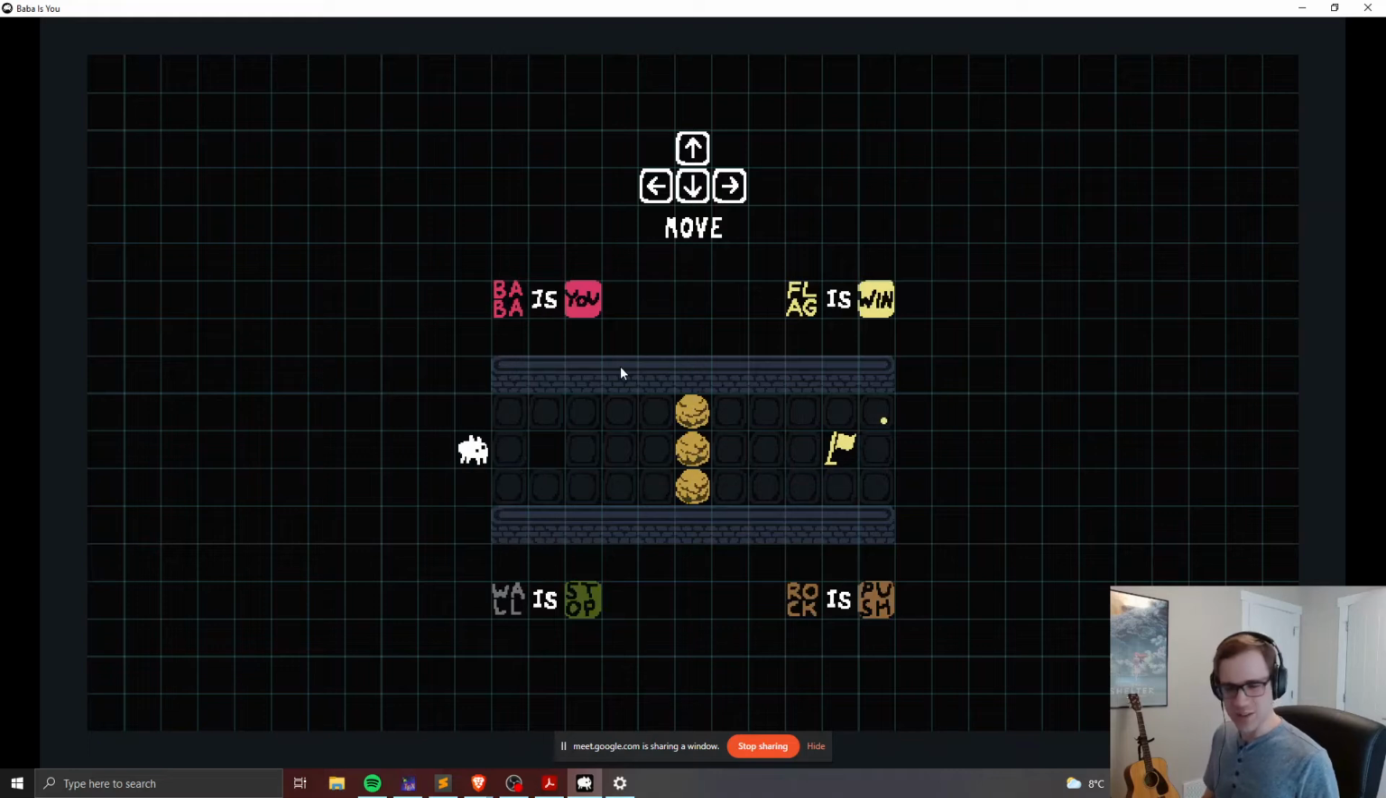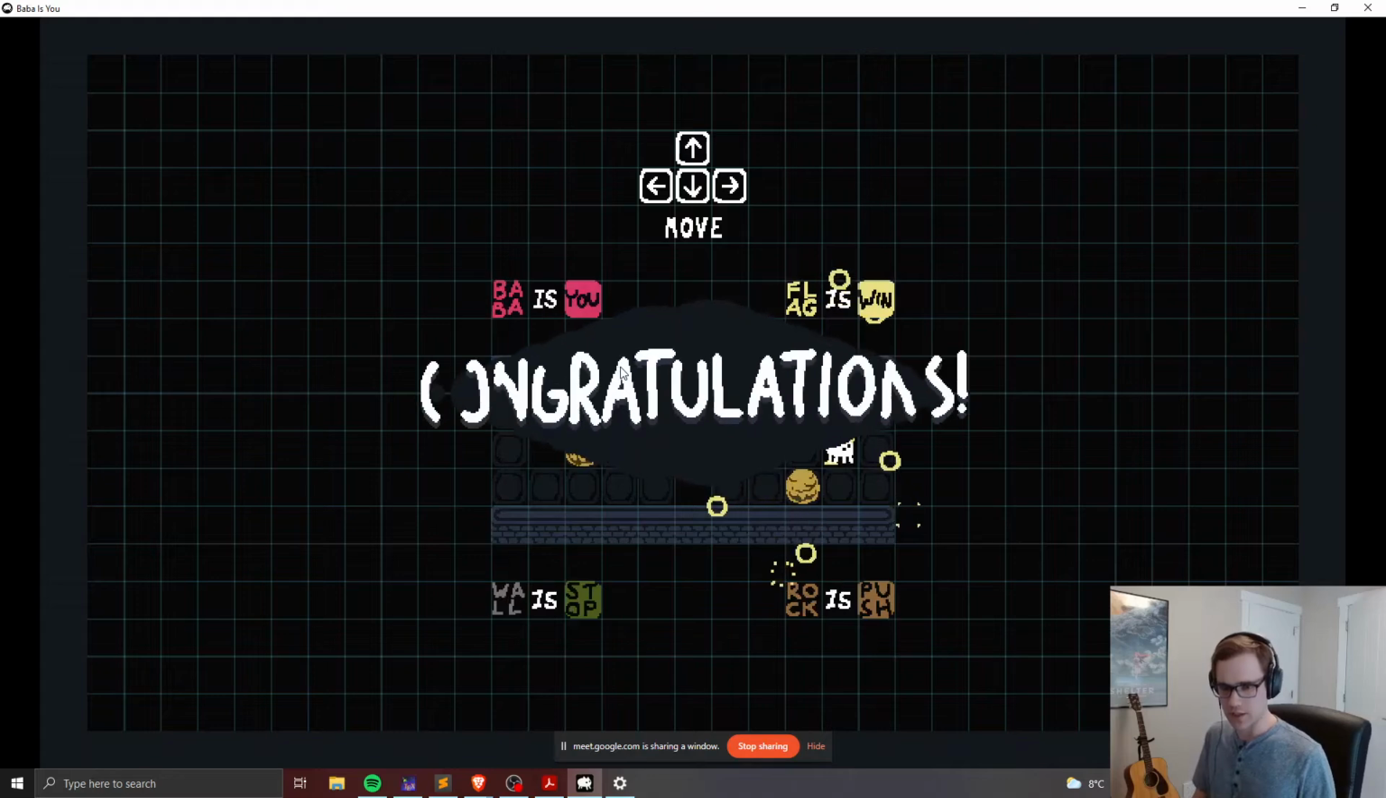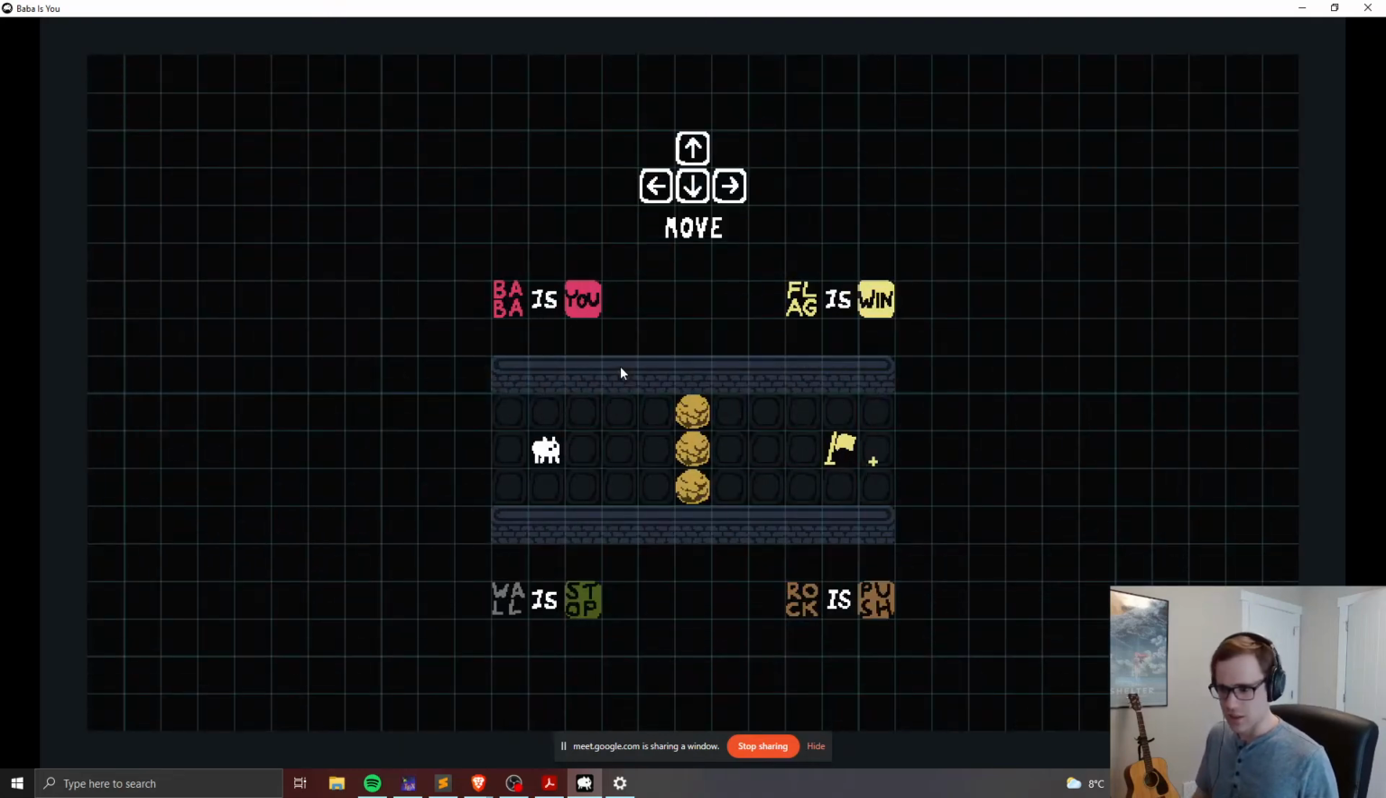We have some other rules as well, such as wall is stop, which kind of works as expected. If I try to move into a wall, I'm unable to. Now we have rock is push, which means that these rock objects are things that I can push and move around. And then finally, we have flag is win, which basically says that when Baba overlaps with the flag, I win and beat the level.